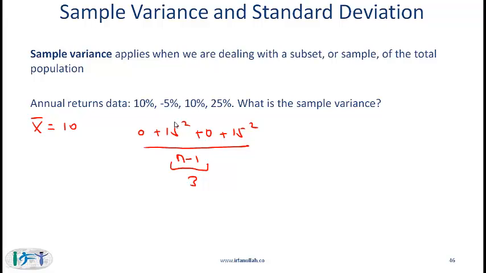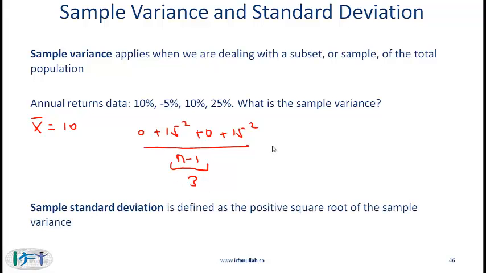At this point, you don't need to get hung up with the reason for why this is done. Just take it as a given that when you are dealing with a sample, then you have to divide by n minus 1. So the value that we will get for the standard deviation and the variance will be higher. Once you have a value for the sample variance, you can find the sample standard deviation by simply taking the positive square root of the sample variance.